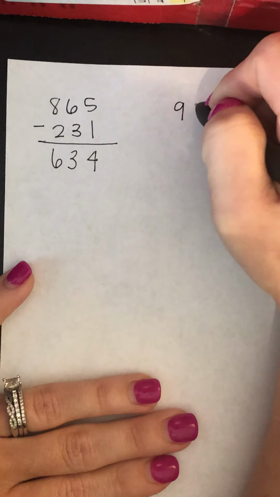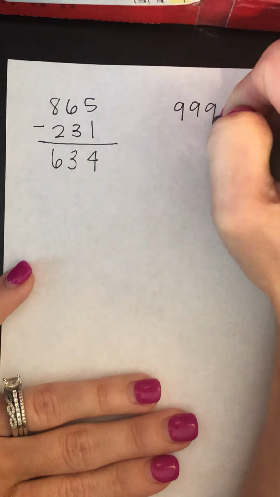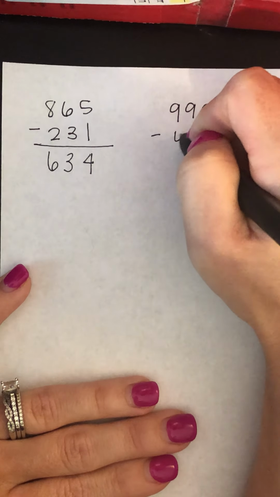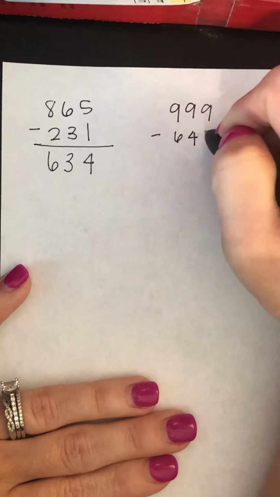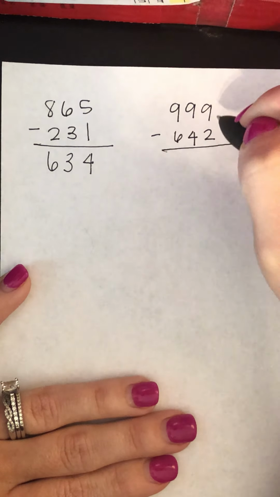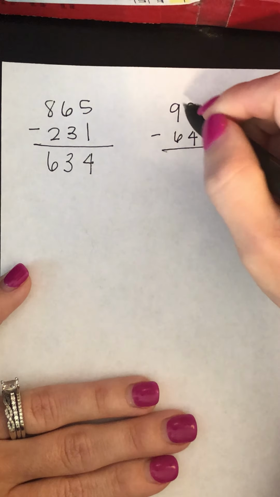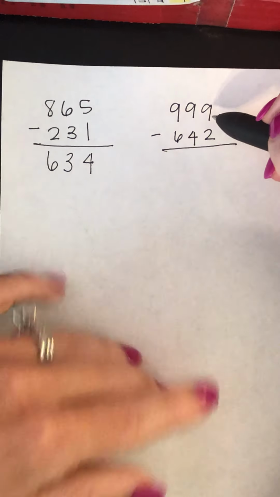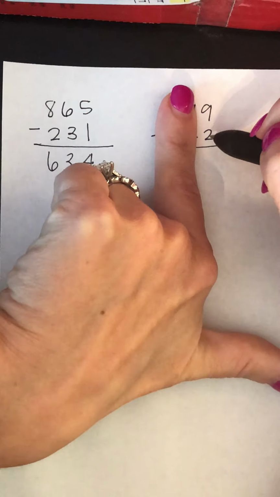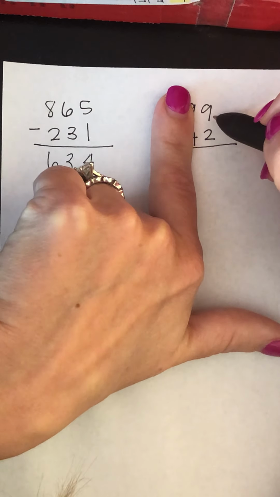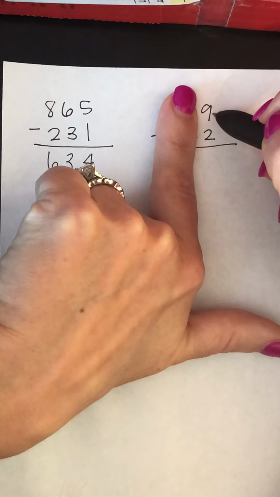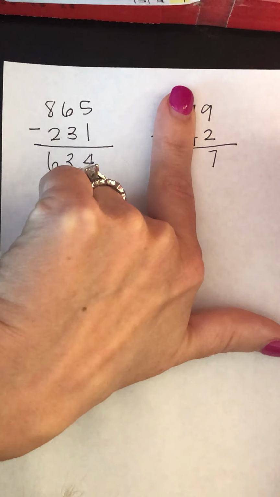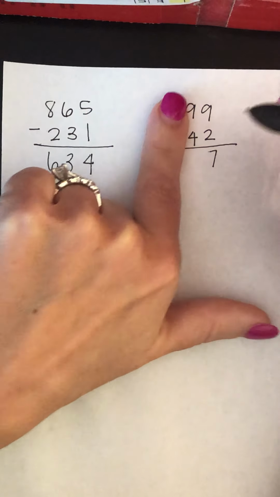Let's do 999. Big number, minus 642. Again, make sure you're lining up your ones, tens, and hundreds carefully. I'm going to start in the ones place. 9 minus 2, there's more on top, no need to stop. I can subtract that easily. 9 minus 2 is 7. Line up that ones place.